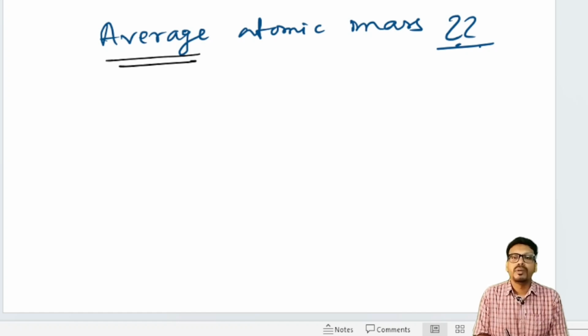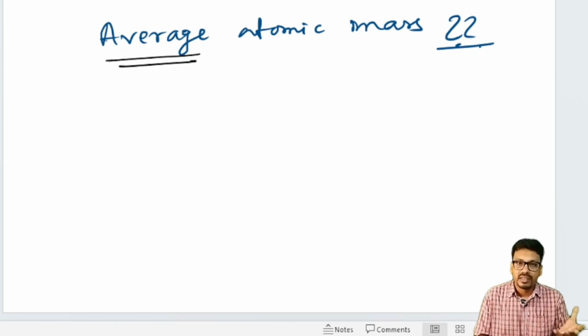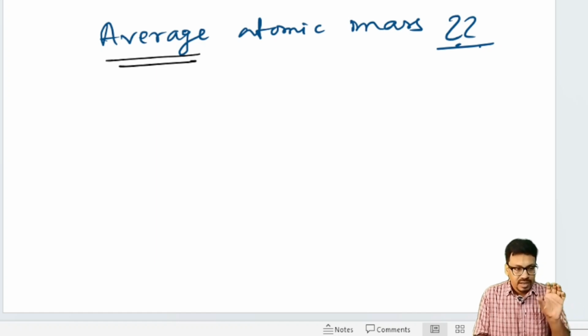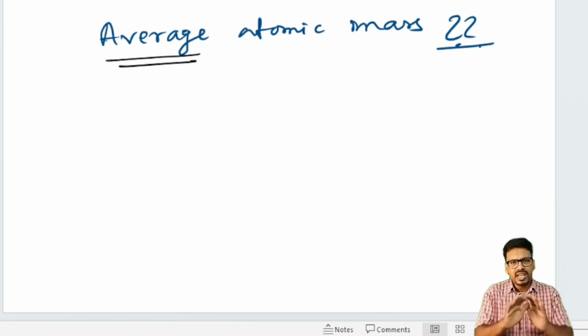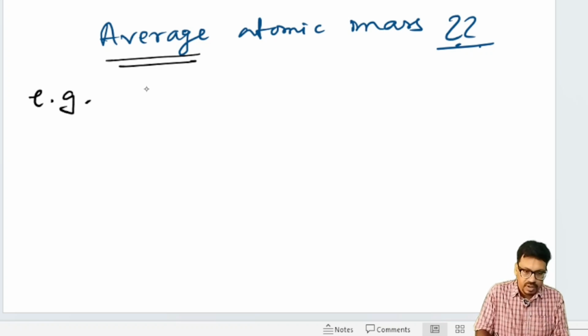After the discovery of isotopes, we know that the atomic mass of an element is not an integer. It contains various percentages of isotopes. Any element contains various percentages of isotopes in the earth, or in the universe. For example, carbon.